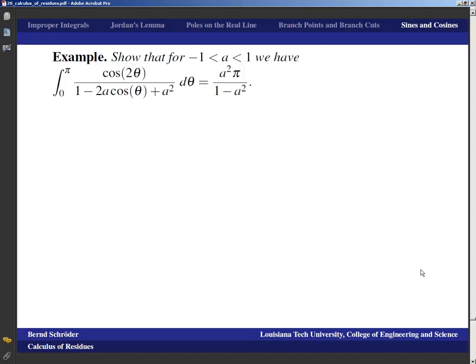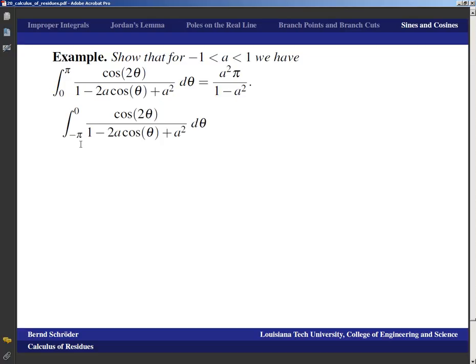And as an example, we want to show a rather horrible integral. We want a to be between negative 1 and 1. And we want to prove that the integral from 0 to pi of cosine 2 theta over 1 minus 2a cosine theta plus a squared d theta is a squared pi divided by 1 minus a squared. Well, first thing we realize is this is not from 0 to 2 pi, and for that substitution we really need the full unit circle.